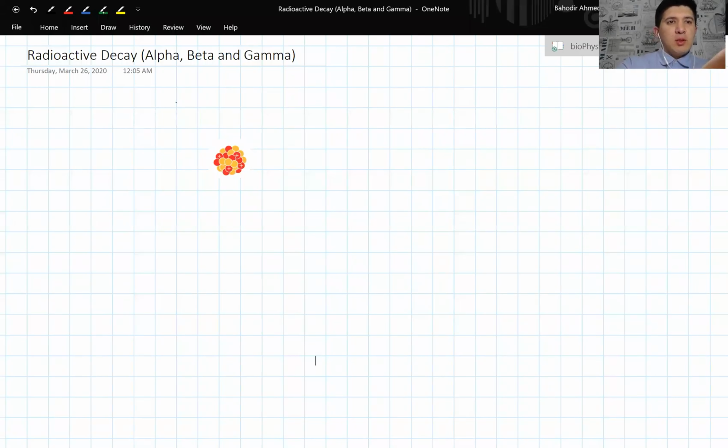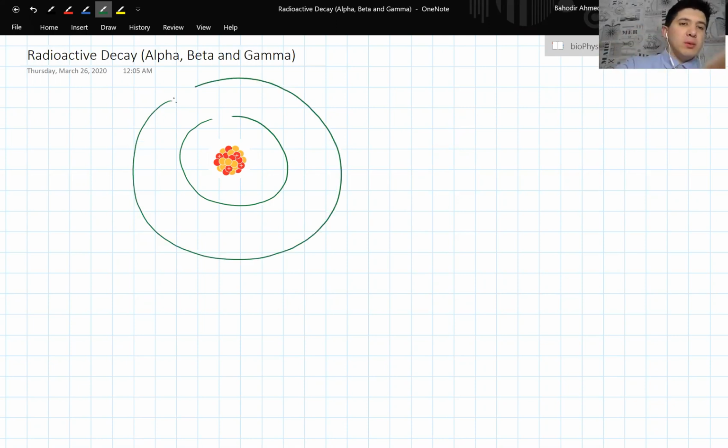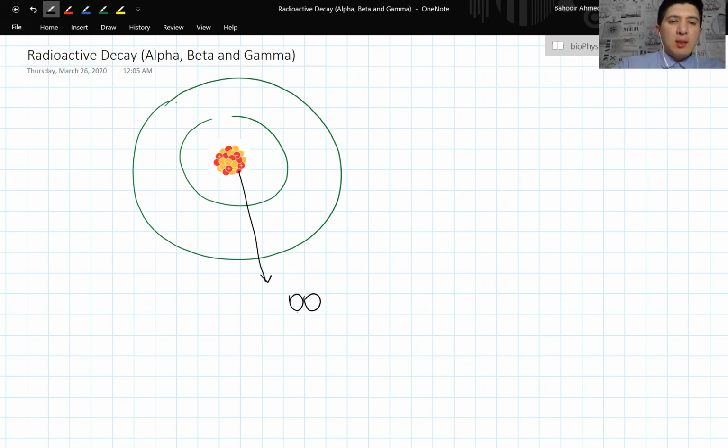In this video, we're going to talk about radiation and the types of radiation. The atomic structure looks like this. It has a nucleus in the middle, and there are some electrons running around this nucleus. Let's look at the structure of this nucleus, and we can see that it consists of neutrons and protons.